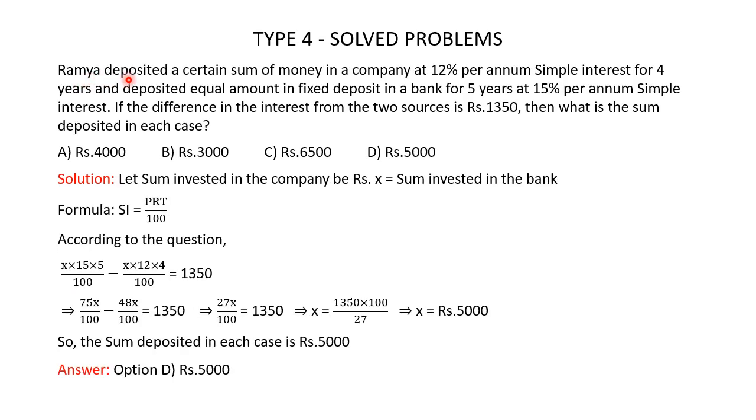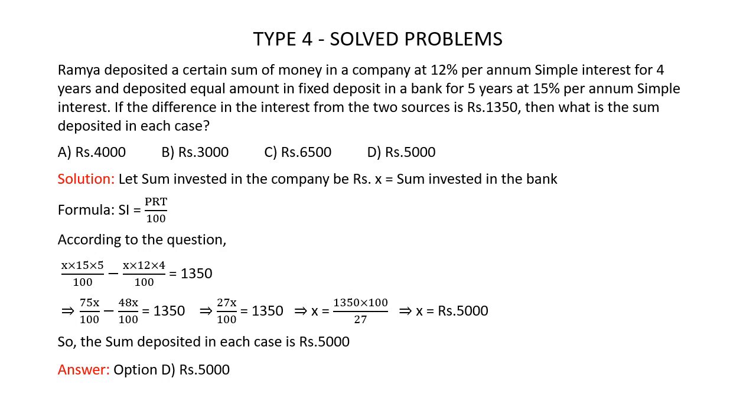Ramya deposited a certain sum of money in a company at 12% per annum simple interest for 4 years and deposited an equal amount in fixed deposit in a bank for 5 years at 15% per annum simple interest. If the difference in the interest from the two sources is rupees 1350, then what is the sum deposited in each case? Here you are given 4 options and you have to find out which of these options is the correct one.